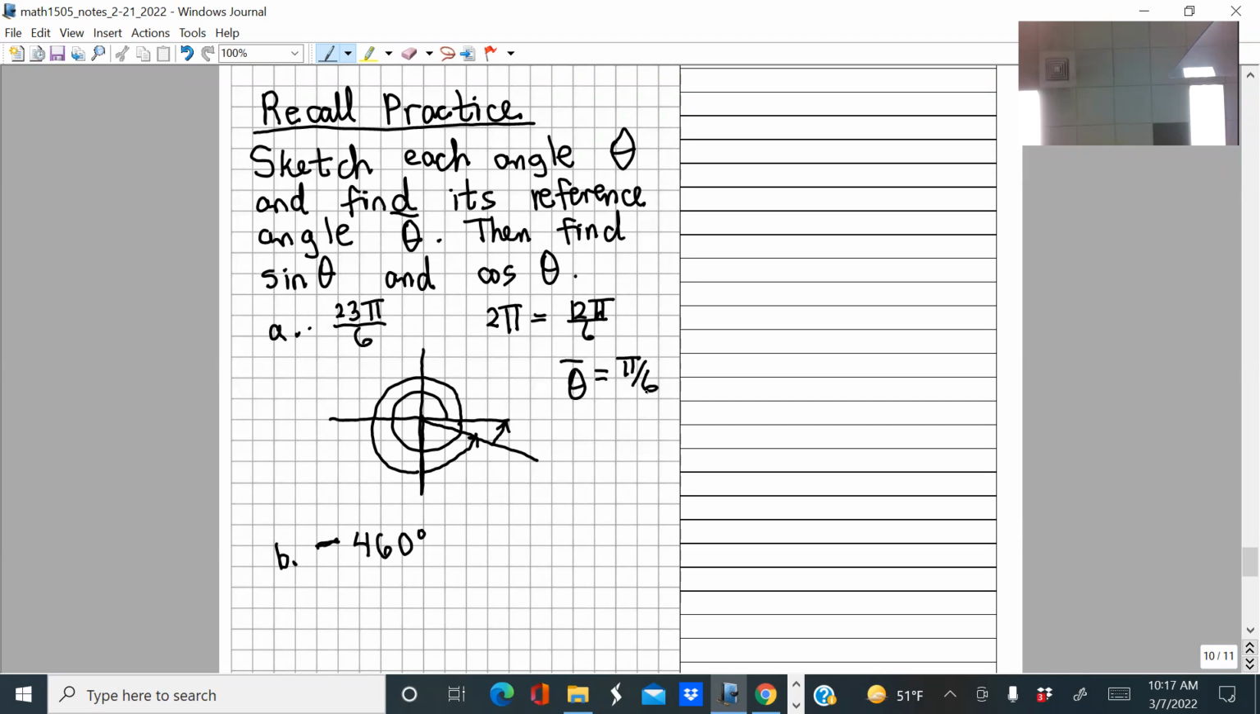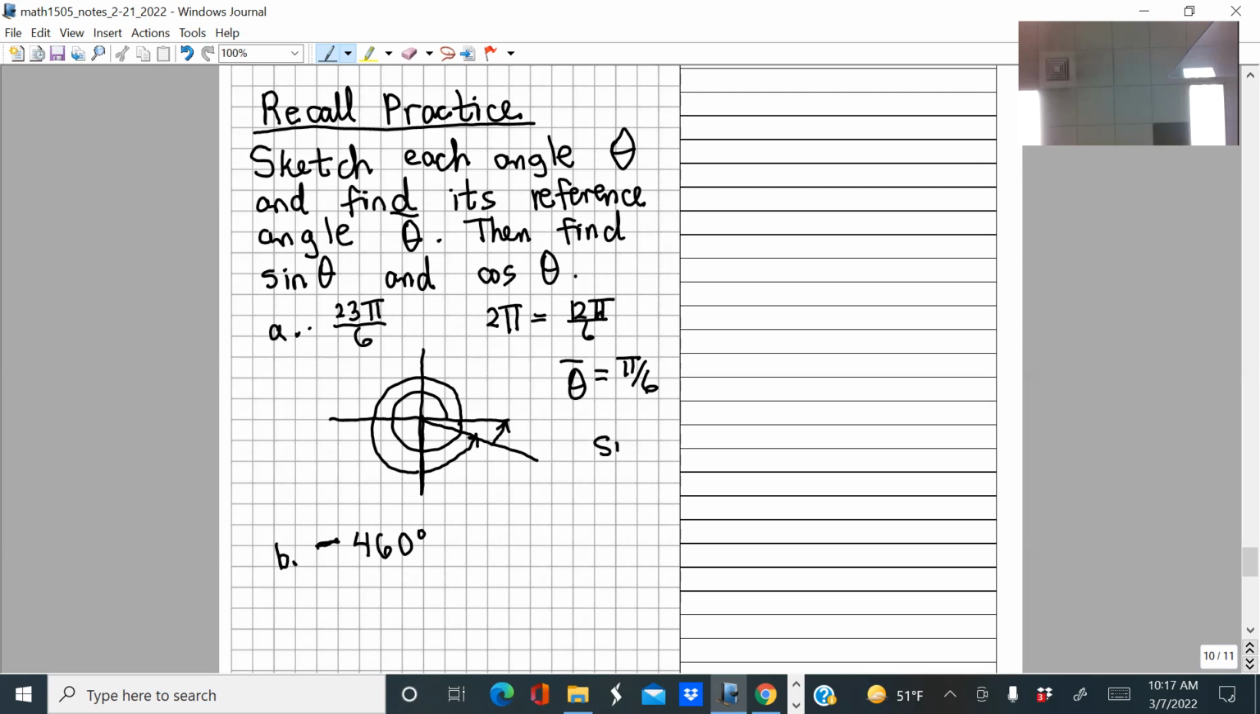And see now, you supposedly have memorized sine and cosine for pi over 6. I hope so. Or you have some way of remembering what the sine and cosine were for pi over 6. So that allows you now to compute the sine and cosine for 23 pi over 6, just based on your knowledge of pi over 6. That's the point of reference angle.